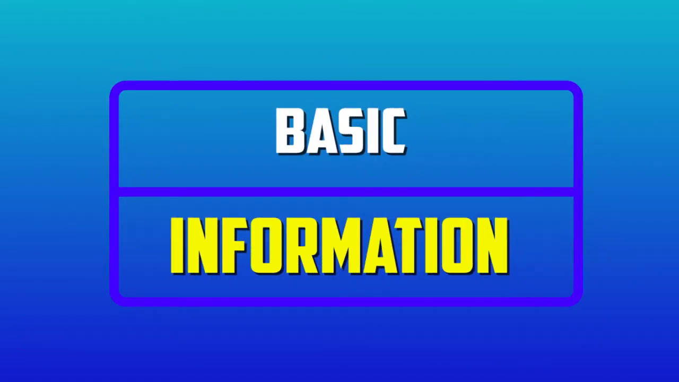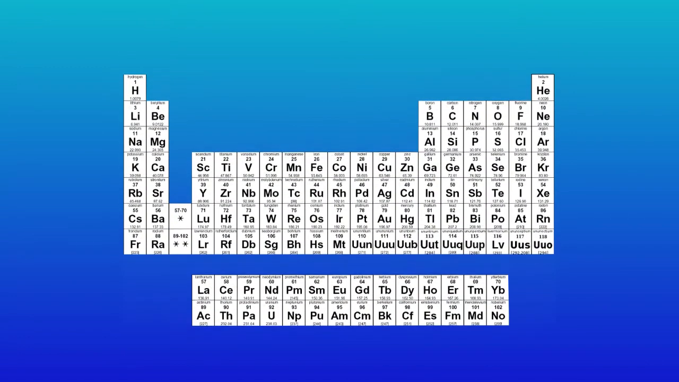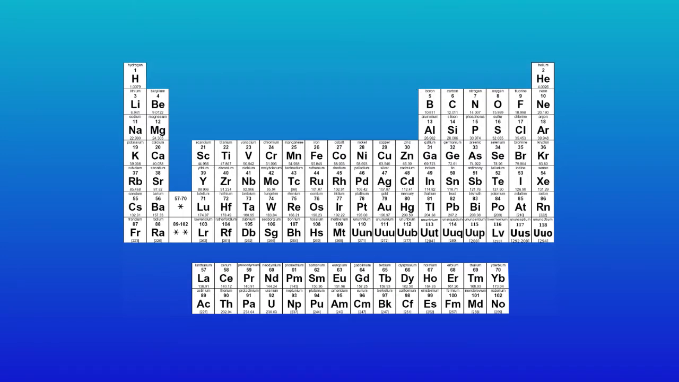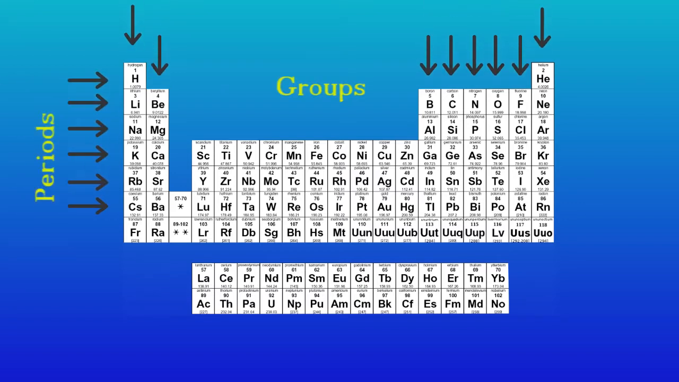Before we go more in depth on periodic trends, let's knock some basic information out of the way first. First off, we already know that the elements on the periodic table go from left to right in order of increasing atomic number, and that the functions of an individual element is determined by its atomic number or number of protons. We also know that the periodic table is organized in columns and rows called groups and periods.